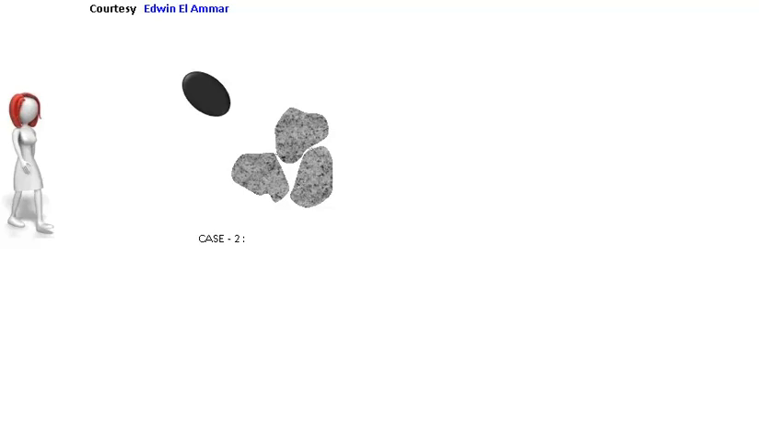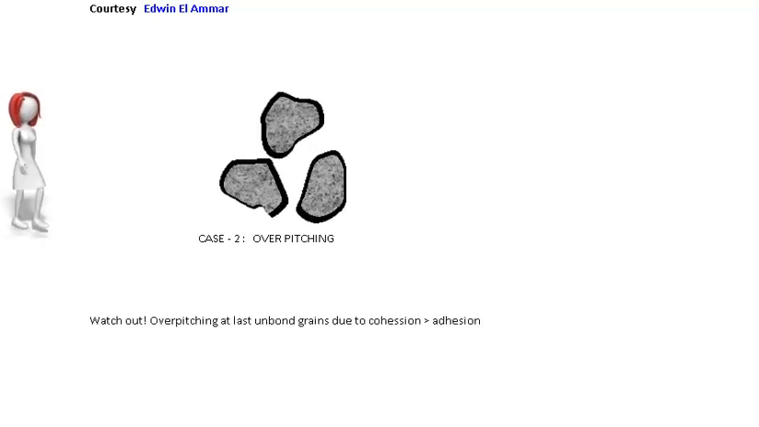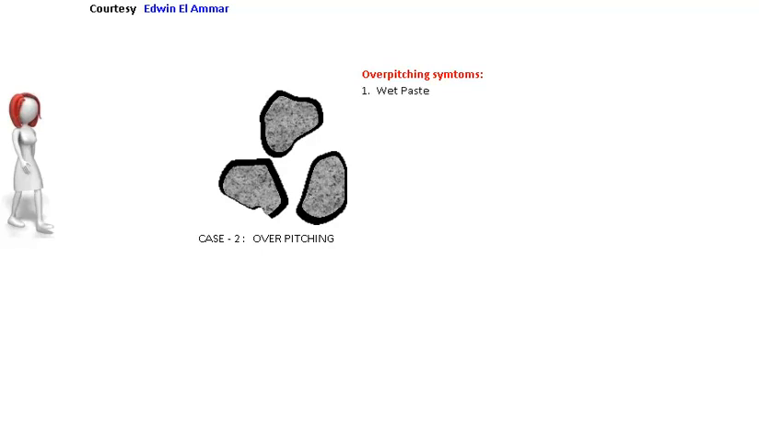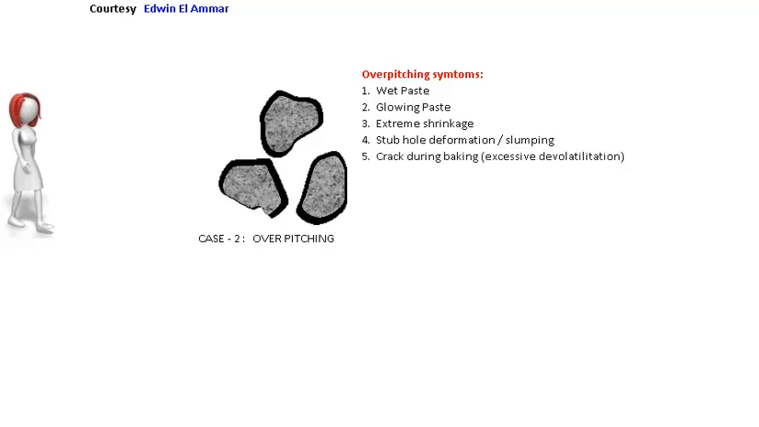Case 2: Overpitching. Watch out! Overpitching at last in bond grains due to cohesion greater than adhesion. Overpitching symptoms: 1. Wet paste. 2. Glowing paste. 3. Extreme shrinkage. 4. Stump hole deformation/slumping. 5. Crack during baking, excessive devolatilization. 6. Sticking of packing material. 7. High air permeability, compressive strength and Young's modulus.